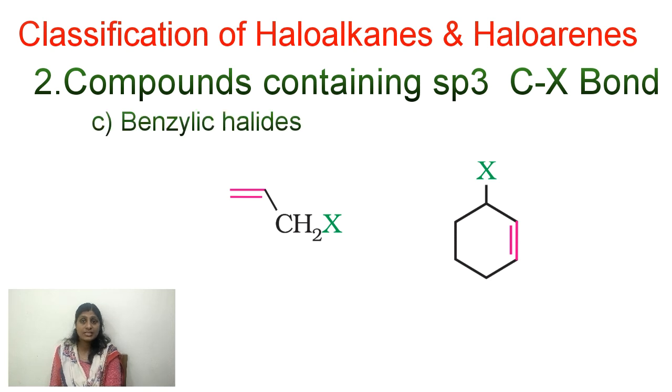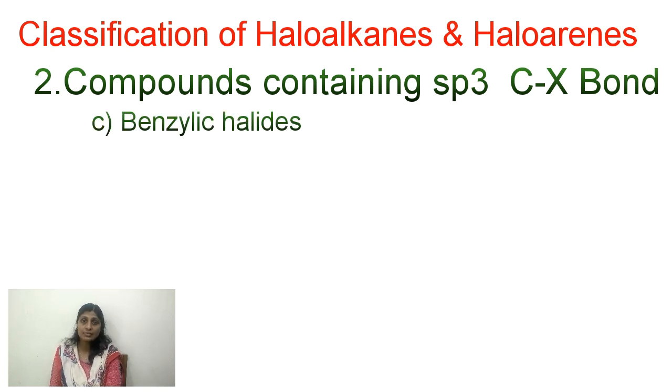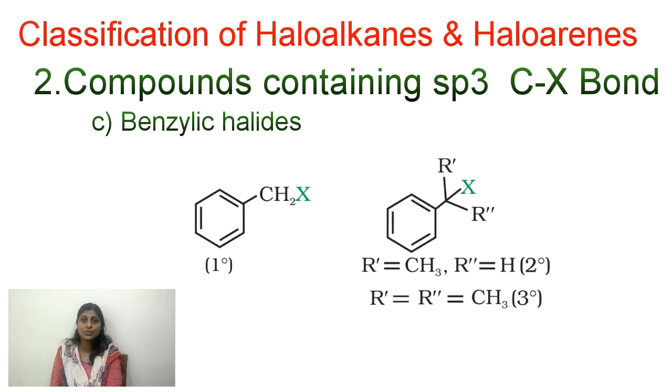Next one, benzylic halides. In these compounds, the halogen atom is attached to an sp3 hybridized carbon atom next to an aromatic ring. That means the alpha carbon atom is directly attached to an aromatic ring. So C6H5CH2X is an example of a benzylic halide.